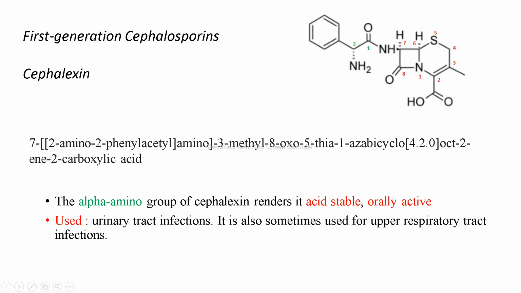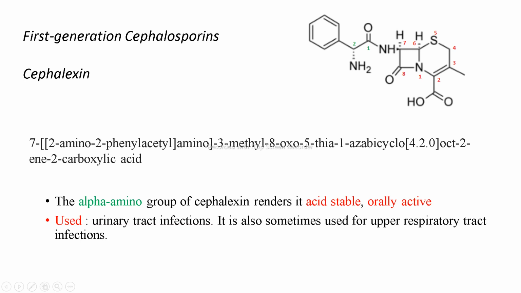So we will start our IUPAC nomenclature from the 7th position. So 7 dash. After 7 dash, how many carbons? There are 2 carbons. Carbon number 1, carbon number 2. So 7 dash 2 amino. Then again at the second position there is a phenyl group. So 7 dash 2 amino 2 phenyl.